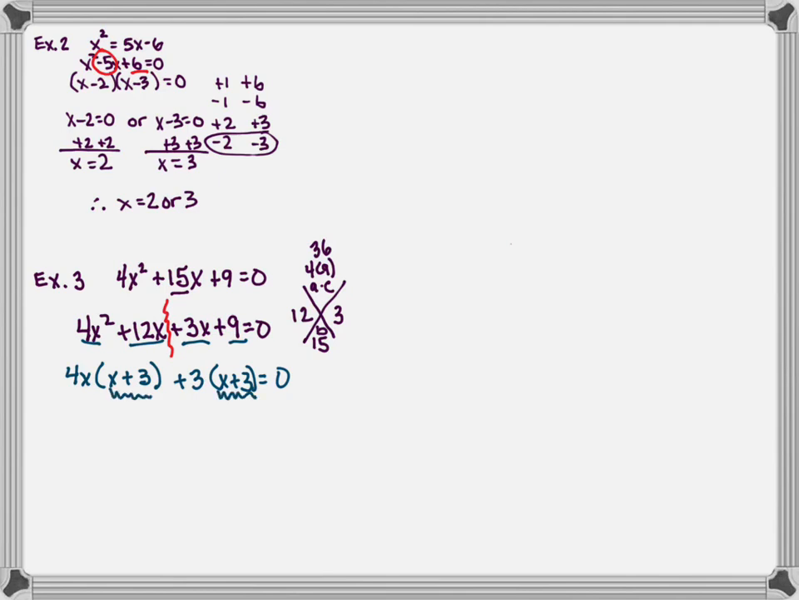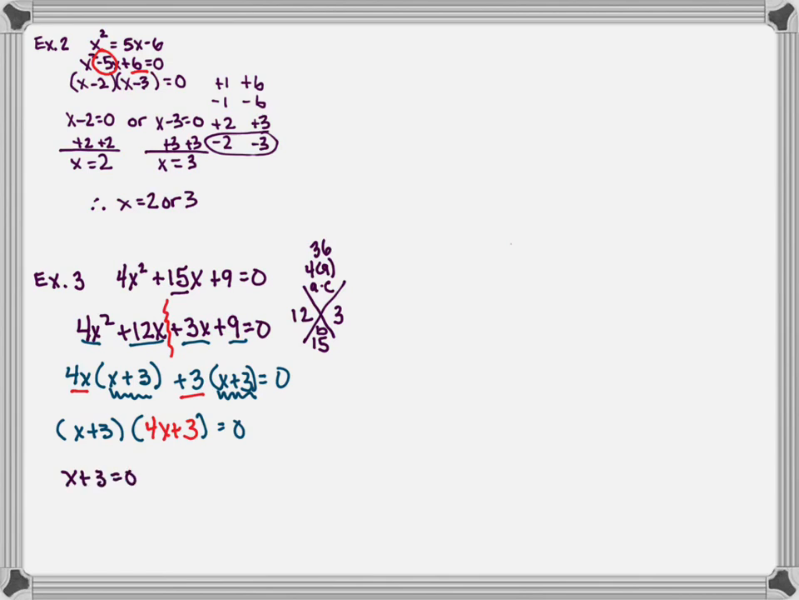And now we see we have a common binomial term, and we will factor this out, so x plus 3. And then in our second set of parentheses, we will put our two greatest common factors that we had factored out, the 4x plus 3. So factored, we have x plus 3 times 4x plus 3, and that still equals 0.